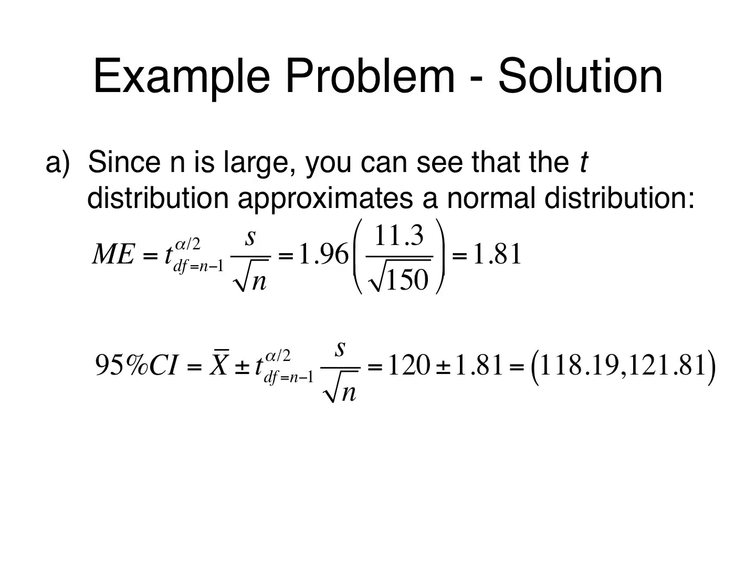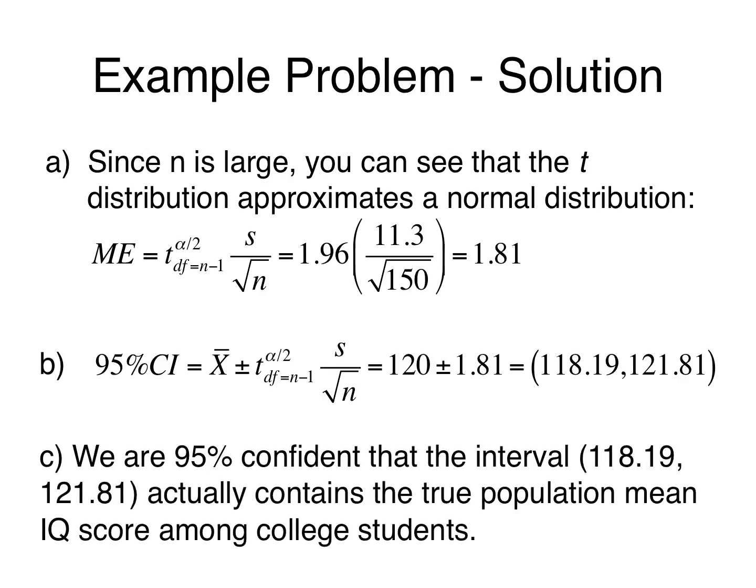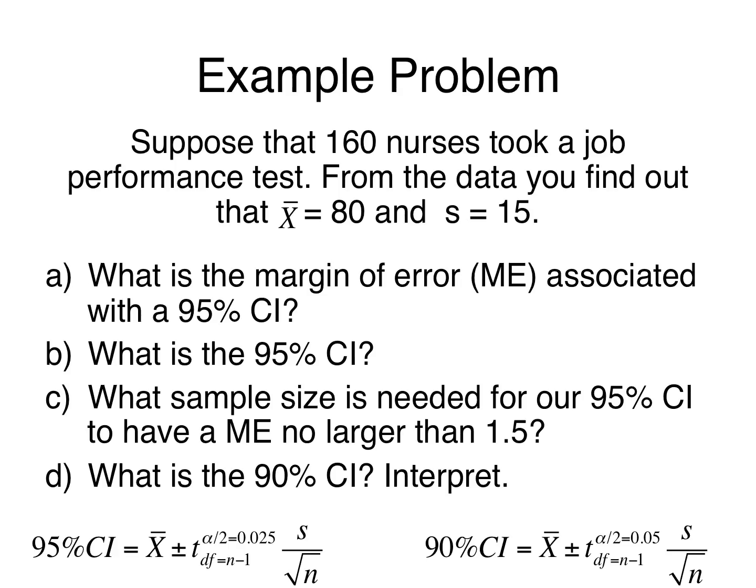To calculate our 95% confidence interval, we then take our sample mean of 120 and add and subtract our margin of error of 1.81. And this gives us a 95% confidence interval of 118.19 to 121.81. And our interpretation is that we are 95% confident that this interval actually contains the true population mean IQ score among college students. So let's try another example problem.